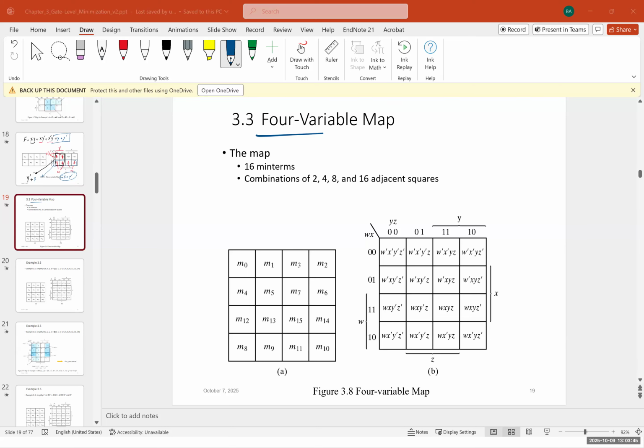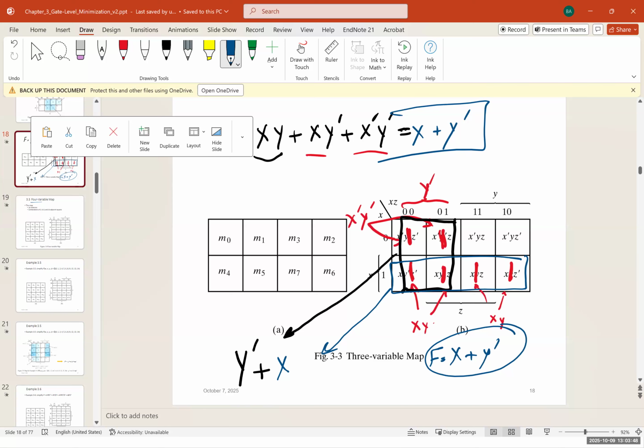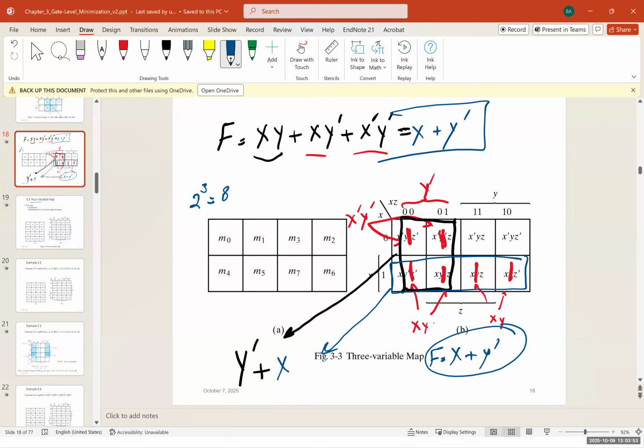We learned in a 3 variable map, and we solved some practice problems. When we have 3 variables, we would have 2 to the power of 3, 8 squares, and each square gives us one minterm. We start with M0, then M1, M3, M2, M4, M5, M7, and M6. And then we can combine them in groups of 2, 4, 1, 2, 4, or 8, and therefore we can simplify it. And we solved some practice problems as well.